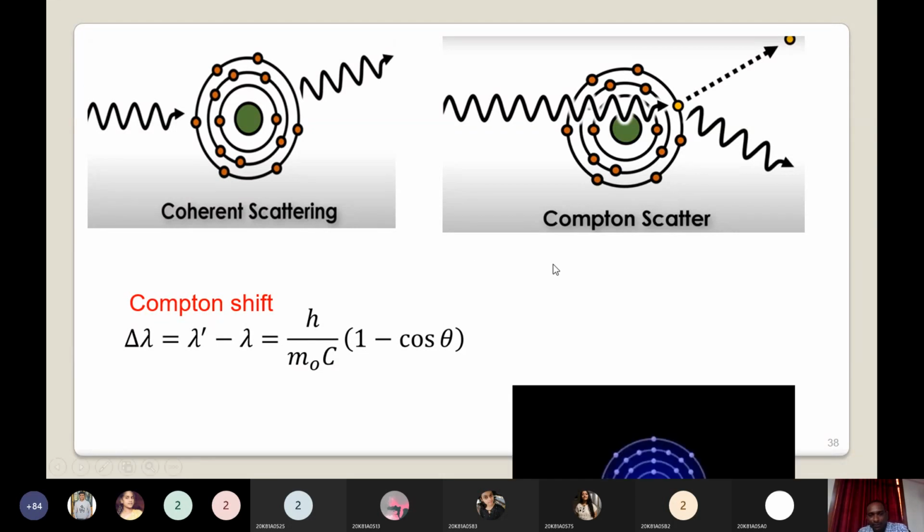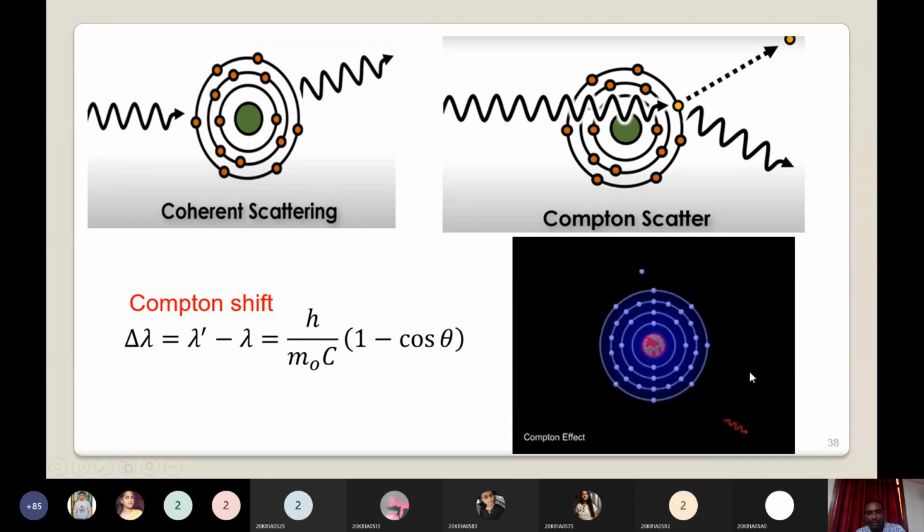So here I will show you some animation, and you will be clear now. Here the incident photon is coming, yellow color. Any doubt? You can see the animation, isn't it? Can you see the animation? Yes, sir.